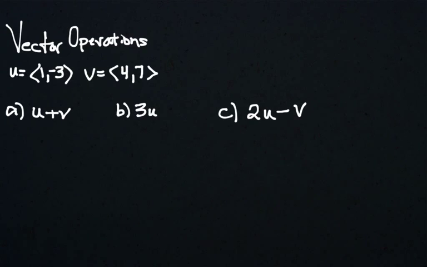Vector operations. When you see a problem like this, I'm going to give you two vectors, maybe three, maybe four, five vectors. And I'm going to use just combinations of what you see up here, where you have u plus v, 3u, 2u minus v. You have all these different ways of writing out combinations of vectors and scalar products. What do I mean by scalars? What up here is a scalar?